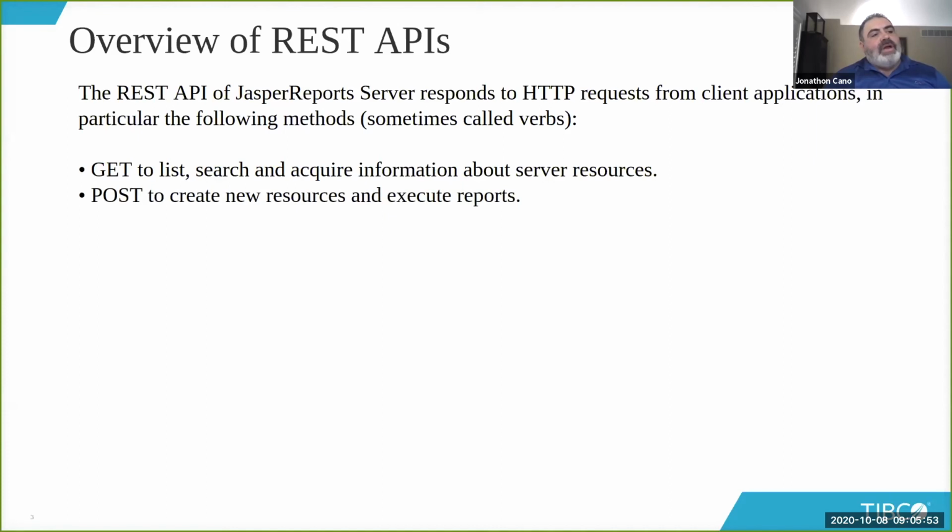So post will create new resources and execute reports and so on. If you're going to be running reports through the synchronous API, for instance, you would use a GET. If you're going to be running reports through the asynchronous API, you'd be posting a body of JSON to the report executions API to actually execute the report.